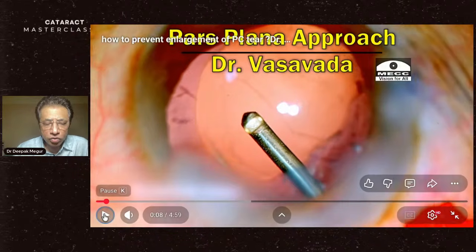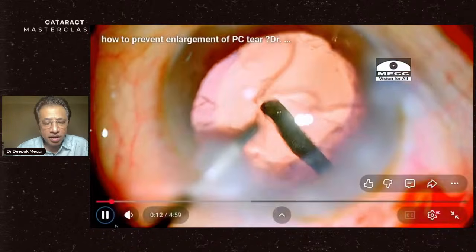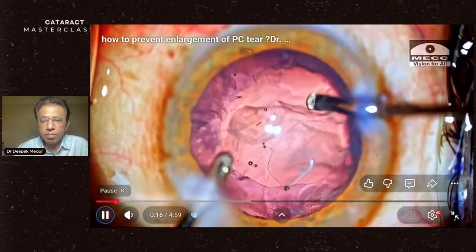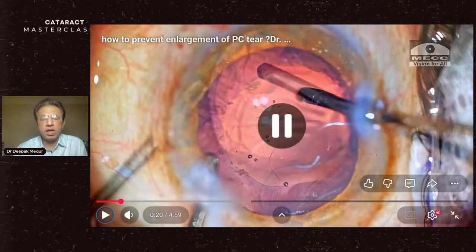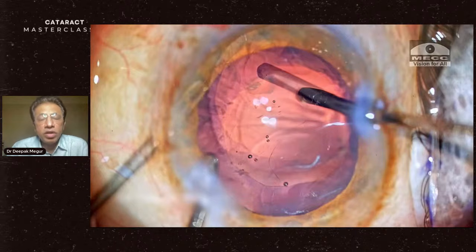I would like to take you through a few of my experiences and my practices. So this is my goal: can we achieve similar results by doing the limbal approach? The reason is many of us are not so comfortable with the pars plana. For many cataract surgeons, doing a pars plana incision in a very soft eye can be tricky. So if we are able to achieve similar results by doing a limbal approach, well, so be it.